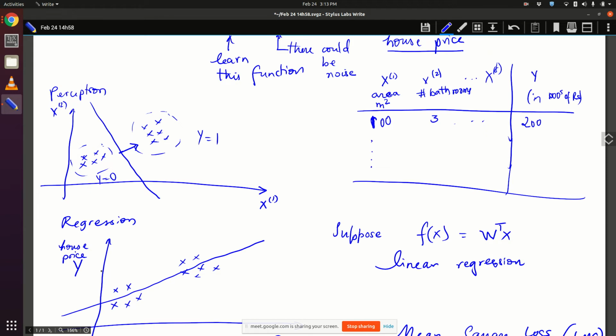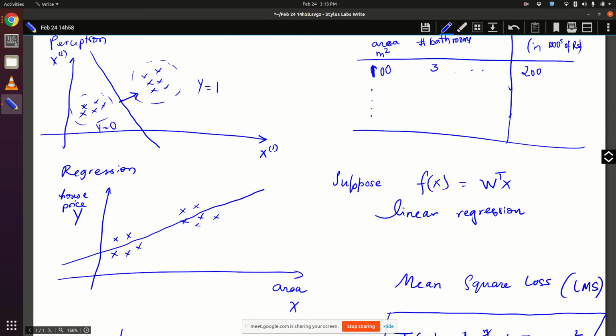In regression, what you want to do instead is, in your entire feature space, even if there are several axes, suppose there was area and then number of bedrooms, the goal here would be to predict the price. So it's like trying to learn a function of features. You would like to learn y as a function of all the input features.